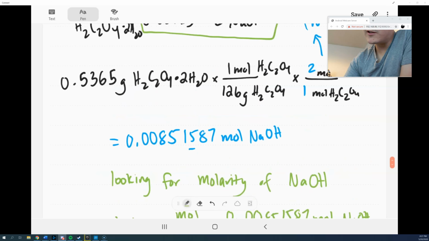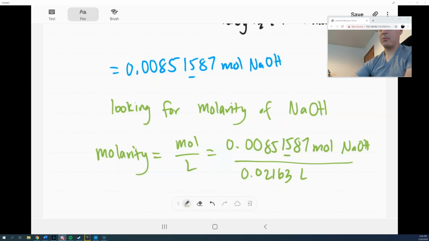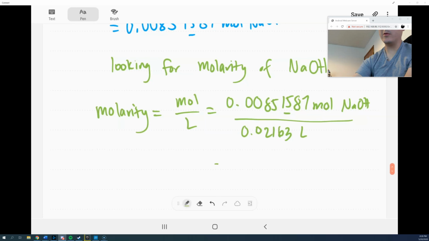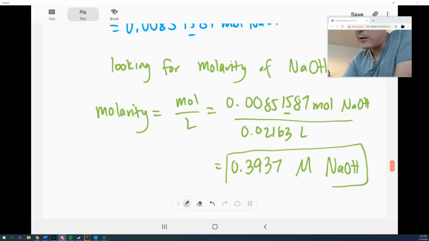So all we have to do is divide this by whatever liters we had. In this case, 0.02163 liters. Okay, and that number, we do it. I think this is the exact calculation you're doing for your lab, but with different numbers. 0.00851587 divided by 0.02163. And so in this case we get 0.3937 molar NaOH. Okay, and that is our answer.